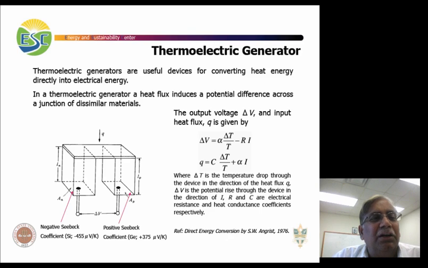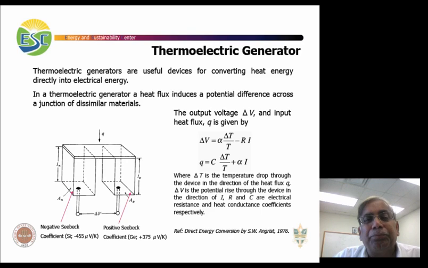So in the thermoelectric generator, the heat flux essentially induces a potential difference across the junction. We have two dissimilar materials here, which we call P and N materials, and the N material has a negative Seebeck coefficient. For example, we take silicon, which has minus 455 microvolts per Kelvin. We take the P-type material that has a coefficient of 375 microvolts per Kelvin, and that is the value of the alpha.